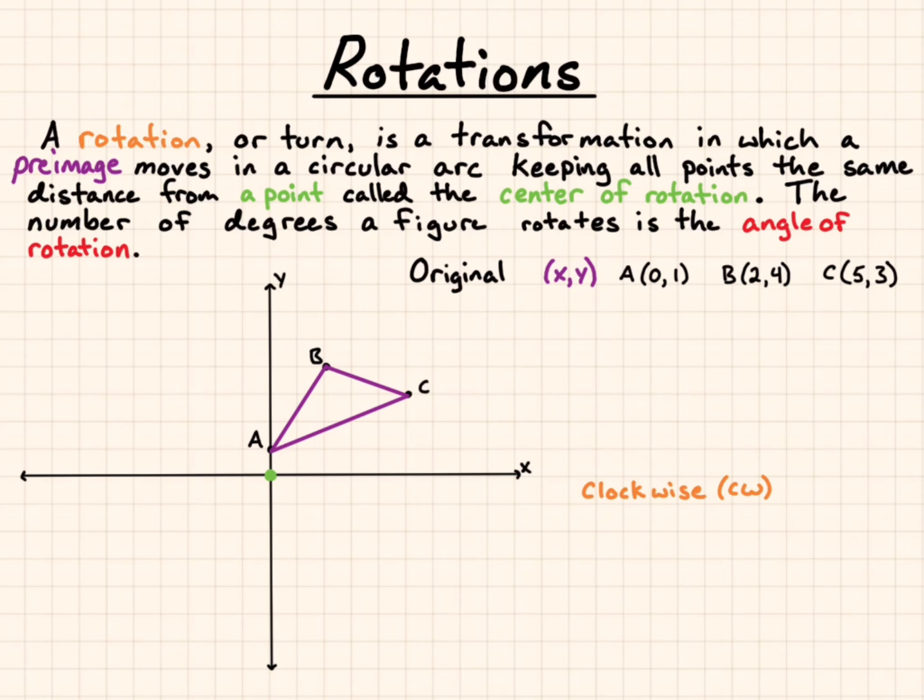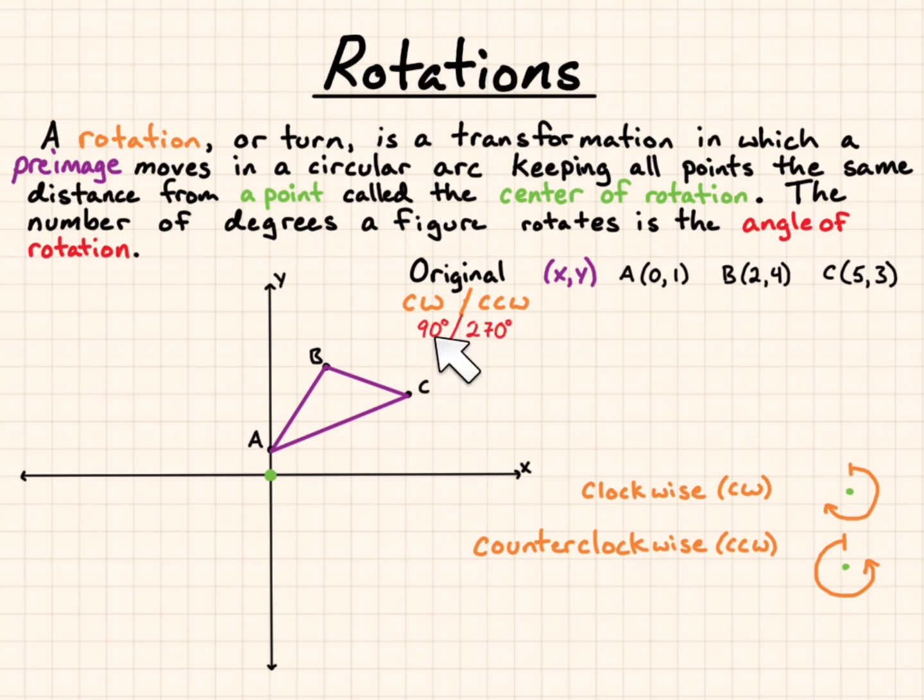In a clockwise rotation, we're going to be moving the same way a clock goes around. We'll talk about a counterclockwise equivalent, but we have to remember that counterclockwise moves the opposite direction, going around this way. So a clockwise and a counterclockwise, if I have 90 degrees clockwise, that's the same as 270 degrees counterclockwise. You'll end up at the same point.